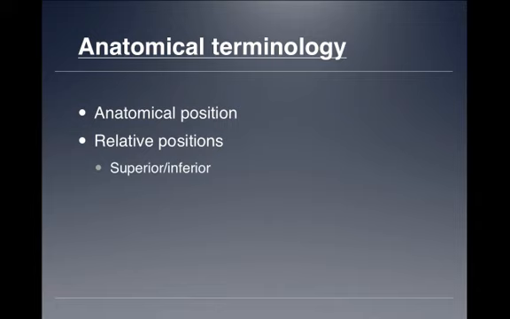So if we are talking about one body part that is above another body part, meaning it's closer to the head, then we're going to use the term superior. So for example, your nose is going to be superior to your mouth. Okay? And then just the opposite, obviously, would be inferior. So inferior would be closer again towards the feet. So the mouth is inferior to your nose.